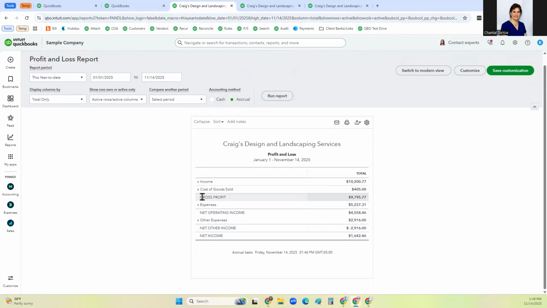And you can see that we've got some subtotals here. This one called gross profit and net operating income, and then net income at the bottom. This is what we call the bottom line. I'm sure you've all heard that term. It just means after all of our money comes in and after all of our money goes out, how much money did we make? That's what we're all looking for, that bottom line. And so in a very, very simple sense, that's what we're looking at on the profit and loss statement.